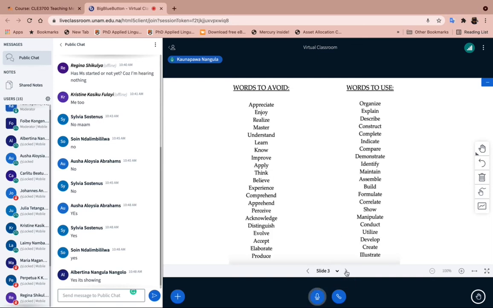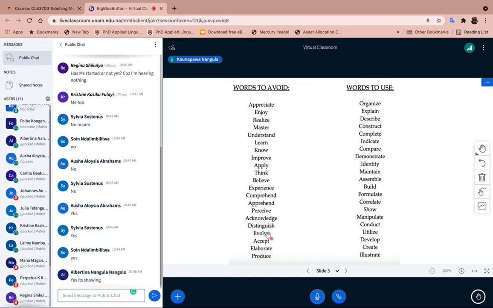So here we have got some examples. Words to avoid: things like appreciate, enjoy, realize, master, understand. Like, how do you measure understanding? Learn, know, improve, apply. I think apply doesn't have to be here. Apply, we can use it. Think, believe, experience, comprehend, apprehend, perceive, acknowledge, distinguish. I mean, distinguish is also a little bit vague.